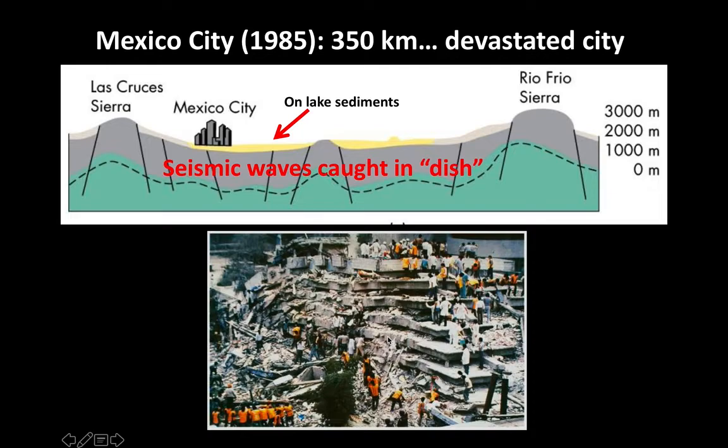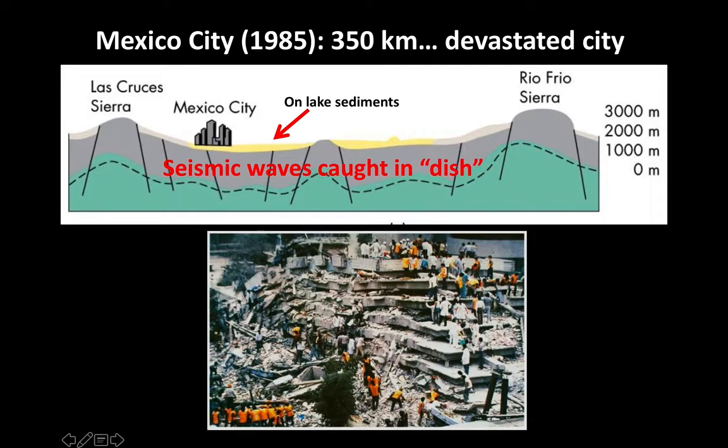But three things converged. The first is that this was on soft sediment. The second is that the underlying structural geology caused those waves to bounce around and accumulate in one particular area. And the third thing was that the particular wavelength of the waves that were arriving, because remember you have all these different kinds of waves, interacted with the tallest buildings in Mexico City and caused them to fall down. So that third one is a new idea. We're going to talk about that.